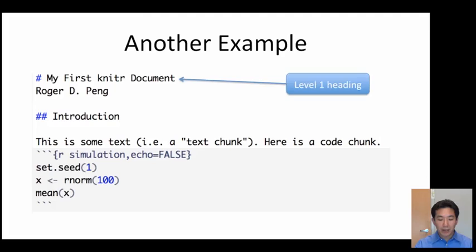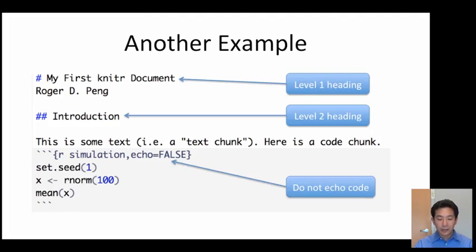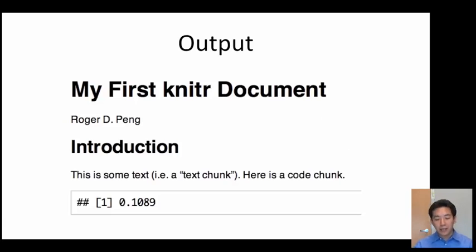So here I've got my level 1 heading indicated by the single hash, the level 2 heading indicated by the 2 hashes. I say don't echo the code. So now this is the output document. Again, you can see it looks like the original document that I had in the previous example, but I don't see the code. I only see the output, which is the mean.